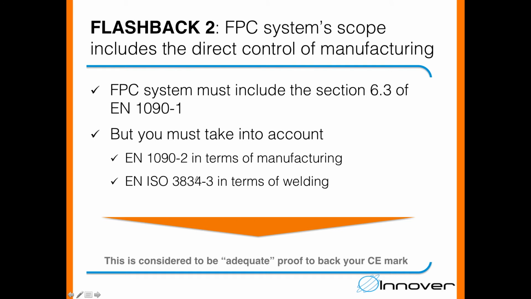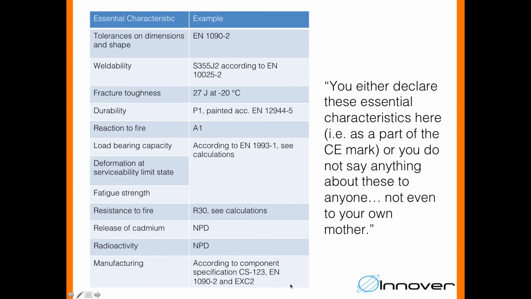The other thing I would like to mention here in the beginning is that even though in most construction products the scope of the FPC system is dictated in the harmonized standard, in this case section 6.3 of EN 1090-1, this is not the case in structural steel products. In addition, you also must include EN 1090-2 in terms of actual manufacturing, and if you do welding, you also must include EN ISO 3834 for the welding. Only this is considered to be the adequate proof to back up your CE marking, so adequate proof to back up these characteristics that you are declaring.